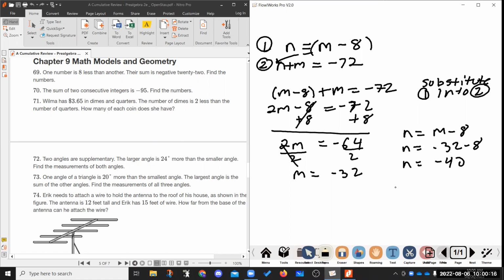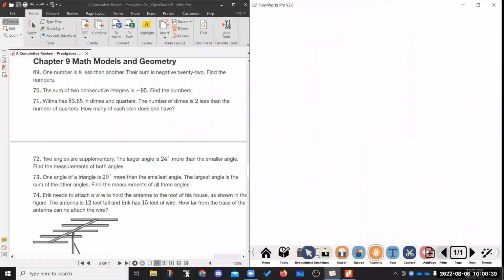Let's check our answers. So is negative 32 minus 8 negative 40? Yes, it is. Is negative 32 plus negative 40 equal to negative 72? Yes, it is. So there's my two answers. Okay. Let's go ahead and take some more space.